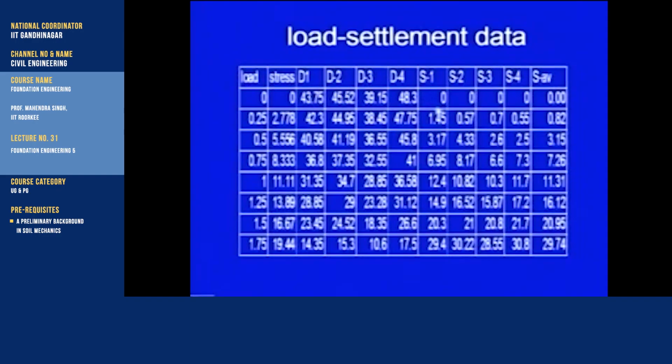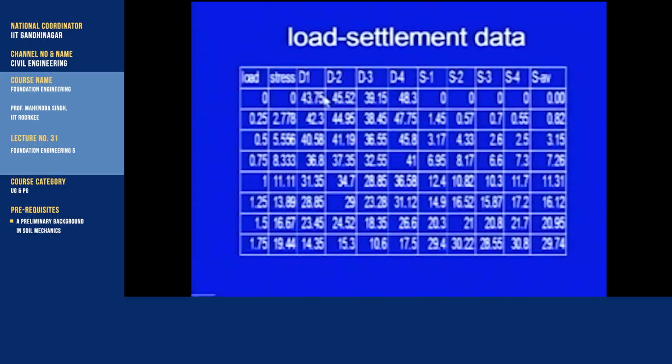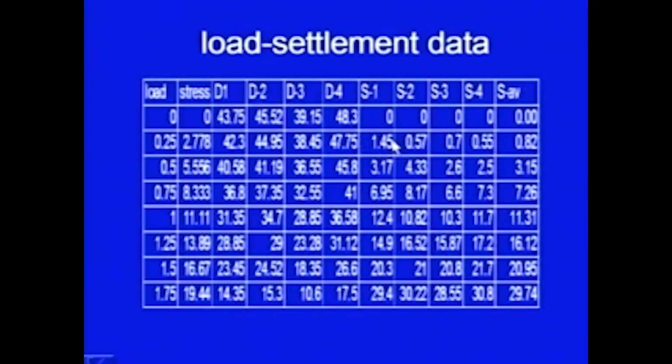So, corresponding to this reading, settlement of the first dial gauge is 0. The settlement of the second dial gauge will be, this is the initial reading. So, 43.75 minus 42.3, this will be the reading here. This is the settlement of the first dial gauge, and at the next incremental loading, the settlement will be this initial reading minus 40.58, this value. So, this is here. Again at the next, 0.75, next incremental loading, the settlement is initial reading minus corresponding stabilized reading.